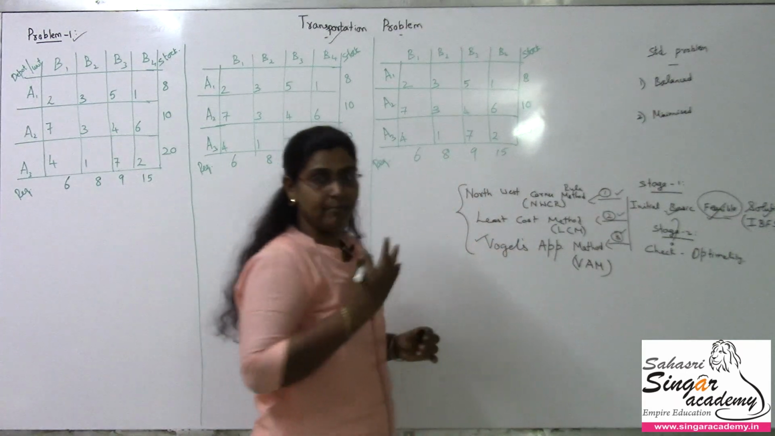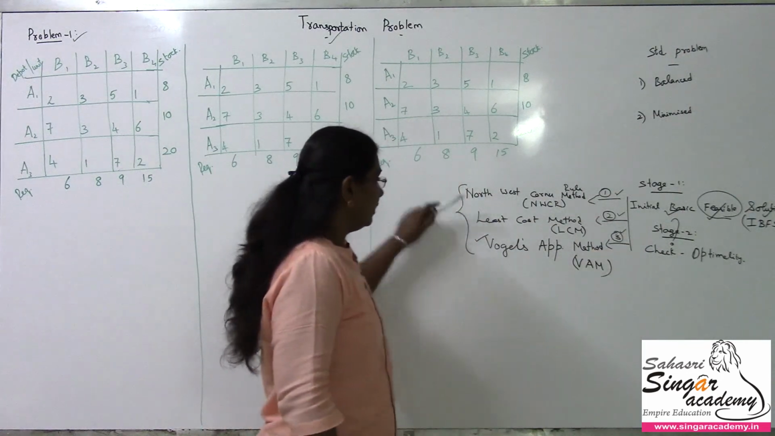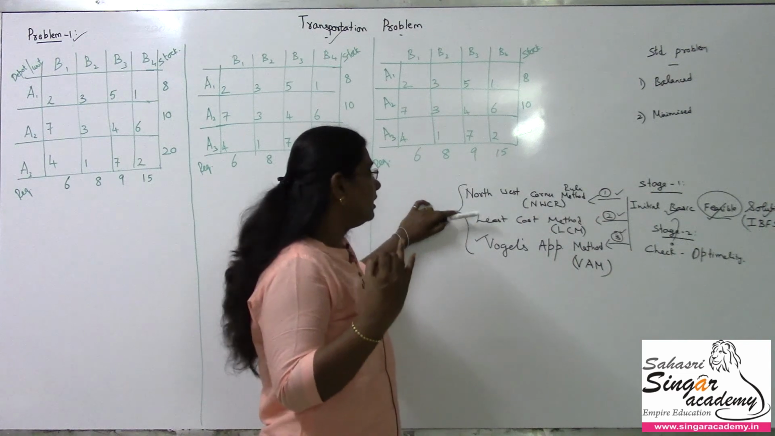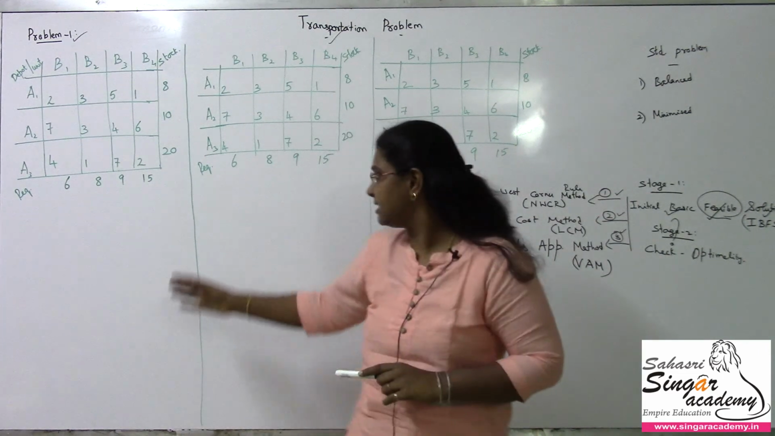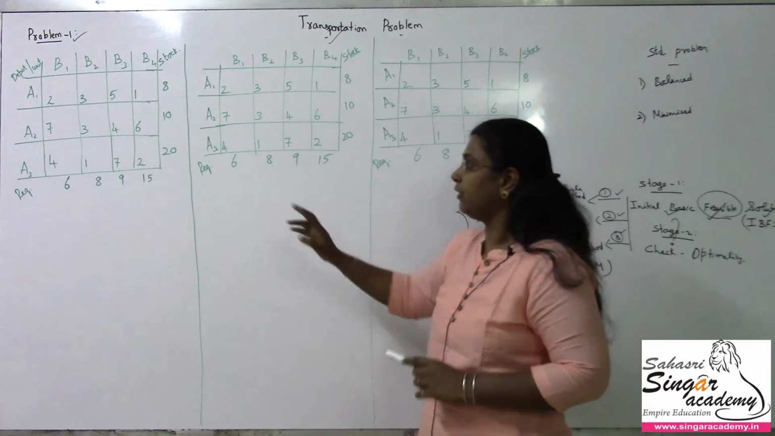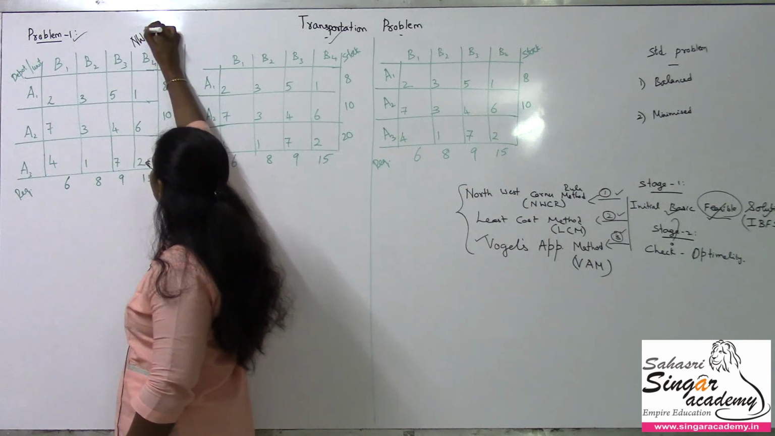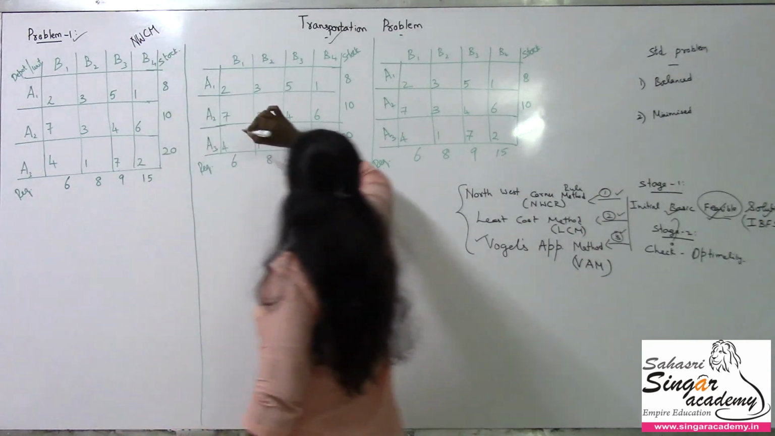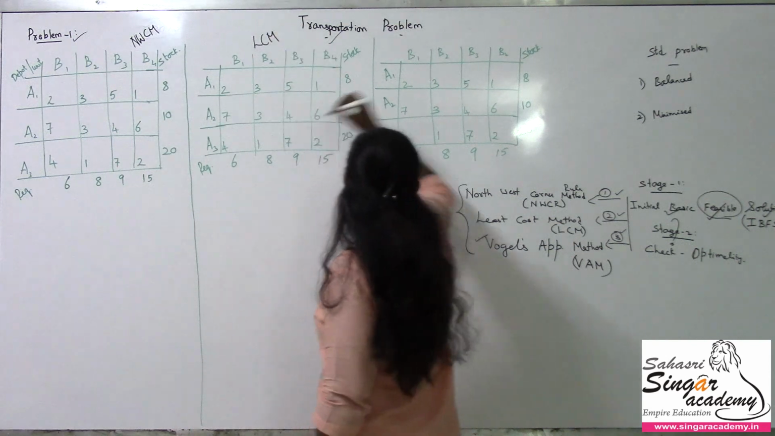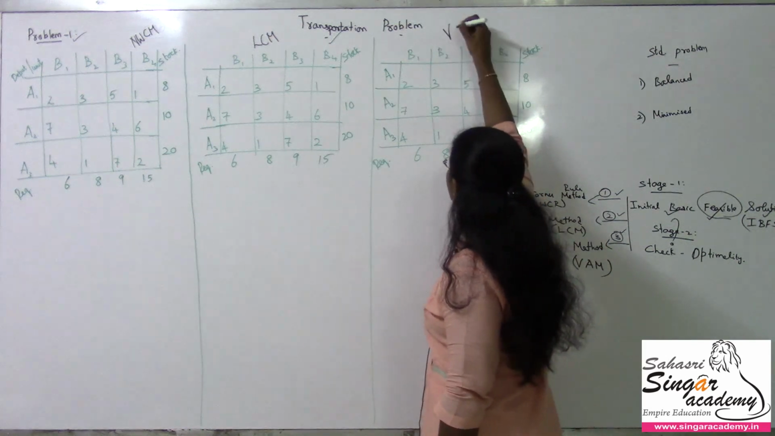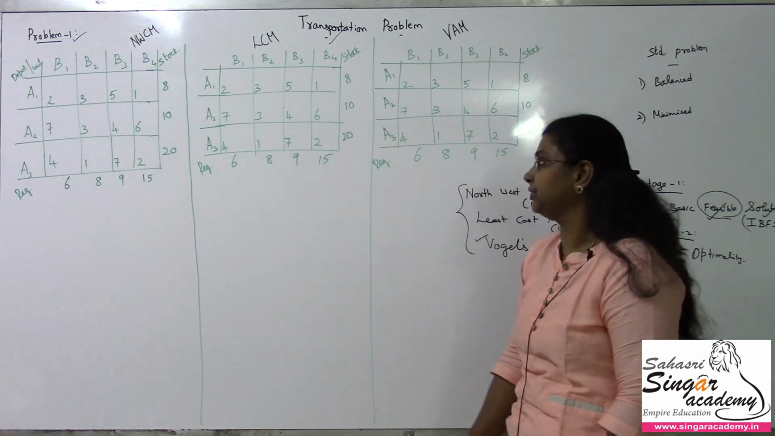So we have three methods to find our initial basic solution. First, the northwest corner rule. Second, the least cost method. Third, Ogle's approximation method. That's why I have written the same question three times. The first time I am going to work it out using the northwest corner method, the second time using the least cost method, and the third time using Ogle's approximation method, the VAM method.